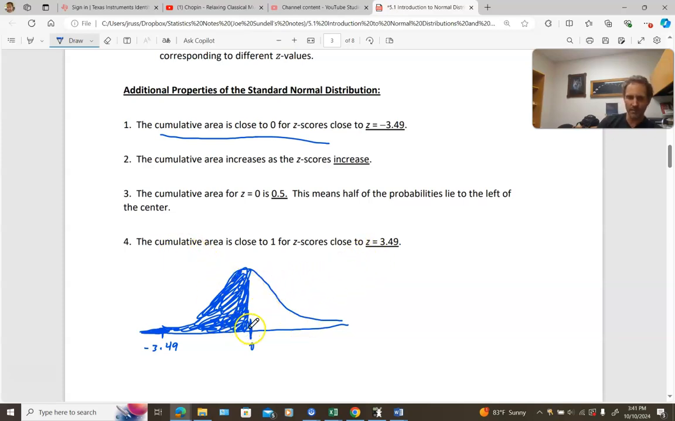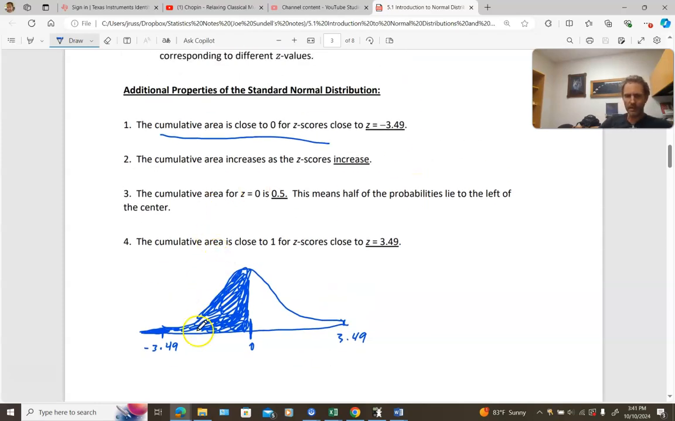And then furthermore, if we just kept going to the right, then almost the entire distribution, or close to 1, would be to the left of positive 3.49. Everything to the left of 3.49 would almost be the entire distribution, because anything beyond 3.49 standard deviations from the mean is extraordinarily rare. But anyway, these are some properties, and we'll be alluding to some of these more as we progress through this section.